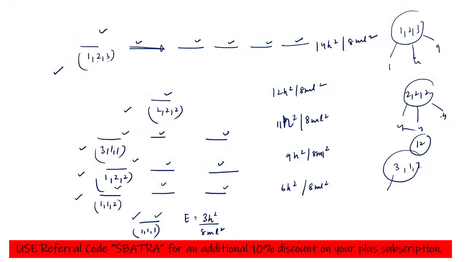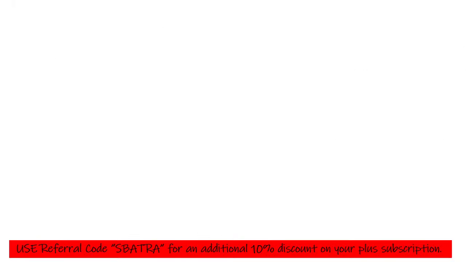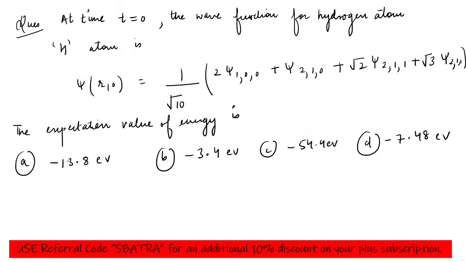Let's take the next question now, and I think it's going to be the last one. Yes, okay, this is the last question and it's a good question, so let's see how we can solve it. The question is: at time t equals 0, the wave function for the hydrogen atom is this one, and we need the expectation value of energy. So it's based on the superposition principle.